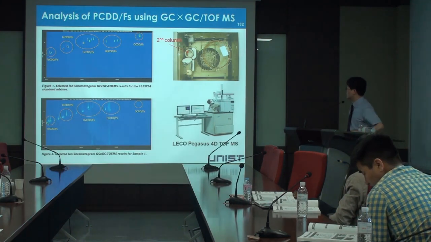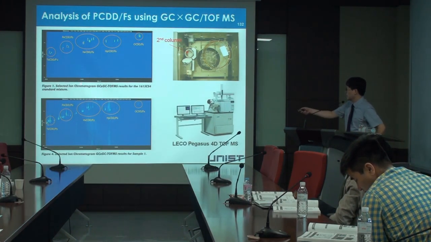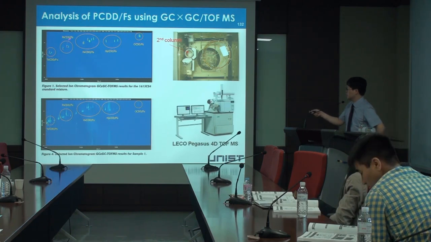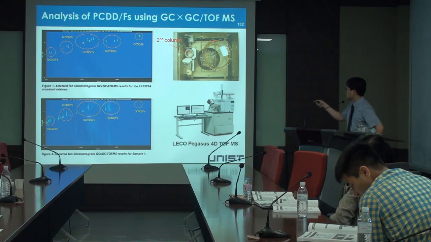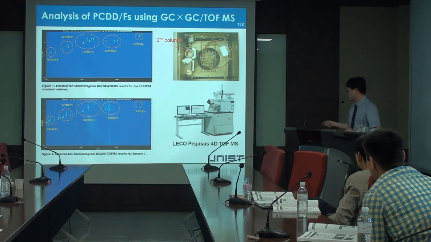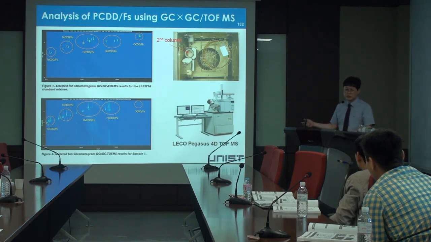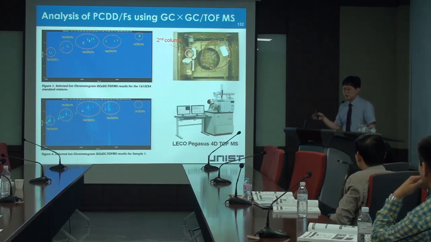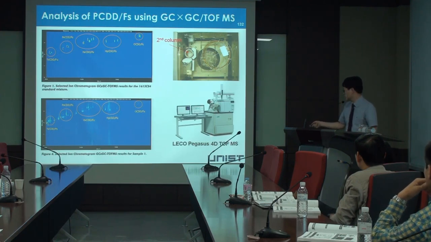So this is an example of a dioxin standard. The x-axis is the first column and y is the second column. They can separate tetra and penta and so on. You can see this is a major first column and this is a small, short second column. In this case, the LECO Pegasus model is widely used for this purpose. Using this instrument, we can also analyze dioxin or other POPs. But this is much stronger for screening purposes, to see which chemicals are there, because this is POPs.